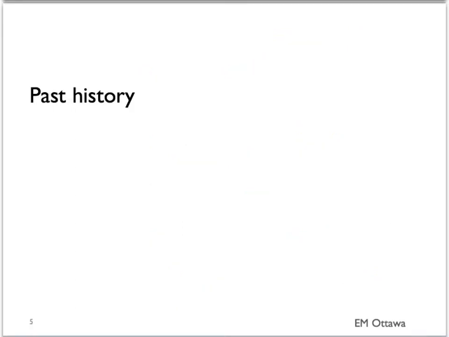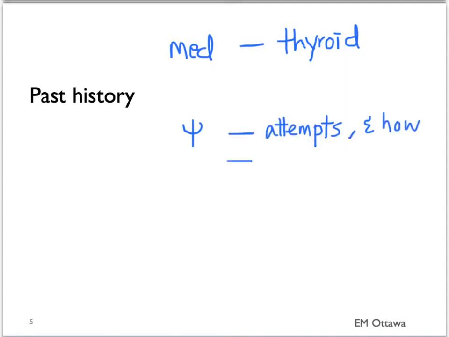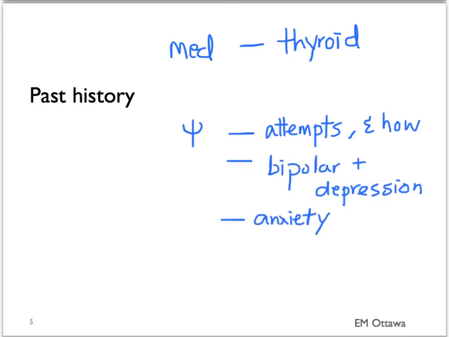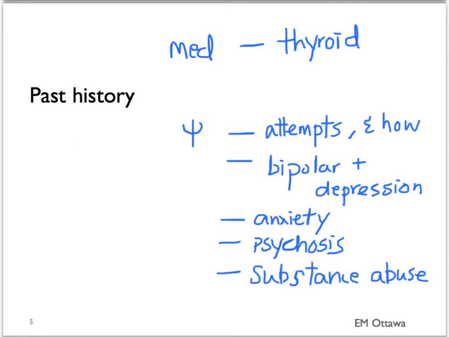Past history includes past medical history and past psychiatric history. Past medical history that's relevant includes thyroid issues and any other significant medical history. For previous psychiatric history, we need to know about previous suicidal attempts and the methods, previous mood disorder including bipolar and depression, anxiety disorder, psychosis, and substance abuse. Family history of psychiatric illness is also helpful.